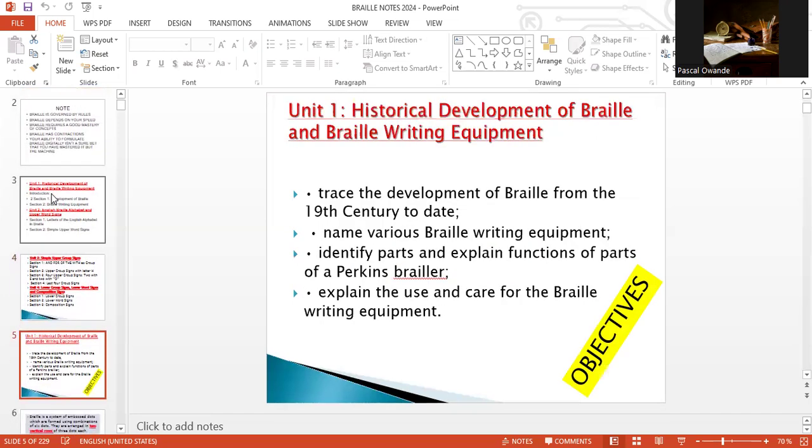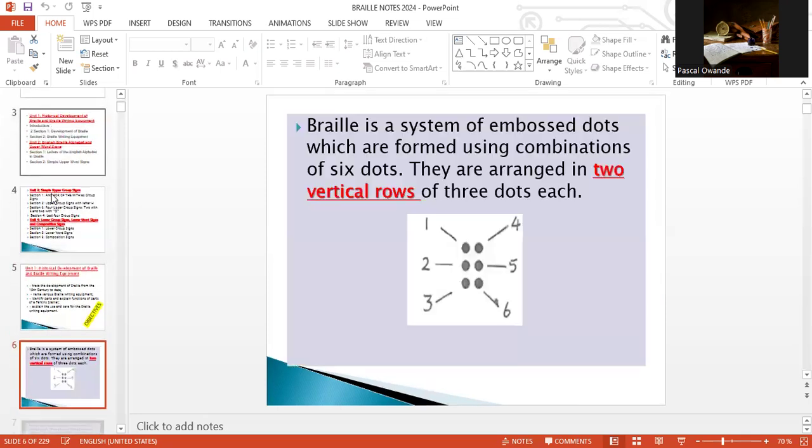Now, under the historical development of Braille and Braille writing equipment, the objectives here are that by the end of this unit, the teacher student should be able to trace the development of Braille from the 19th century to date, that is the 21st century. They should also be able to name various Braille writing equipment. They should be able to identify parts and explain functions of parts of the Perkins Braille. And finally, they should be able to explain the use and care for the Braille writing equipment.